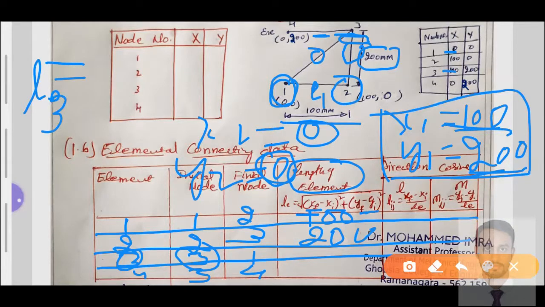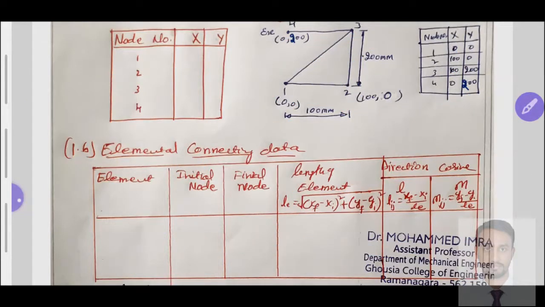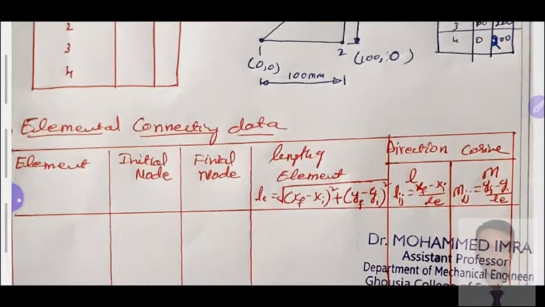By using these values, we will get a result. That resultant value is called the elemental length value. We find it by using this distance equation. Similarly, element number 4 starts from node number 3 and ends at node number 4, which is parallel to this 100 mm, so I'll take 100. Likewise, we'll find the elemental data with respect to the length of the element.